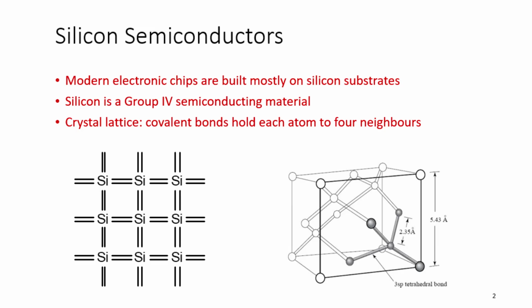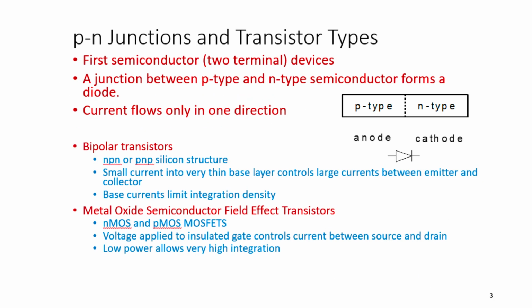Now let's start with the basics. Modern electronic chips are built mostly on silicon substrates. Silicon, a group 4 semiconducting material, forms the foundation of all our VLSI systems. By adding dopants to silicon, we can control its conductivity, enabling the creation of complex circuits. The next key concept is the PN junction, the building block of semiconductor devices.